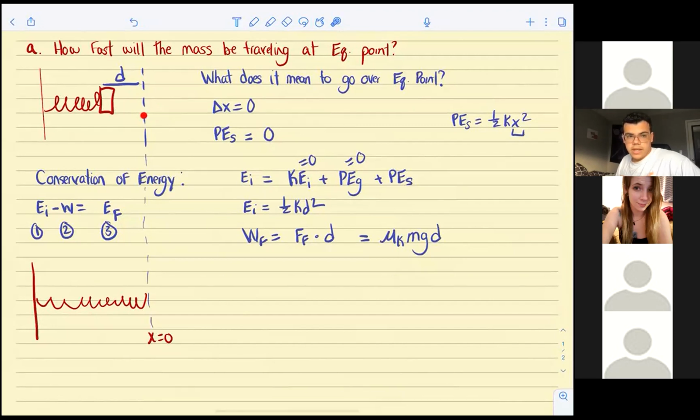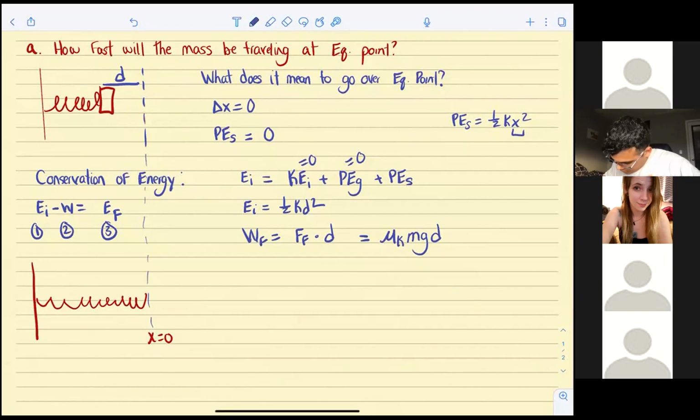Is there any kinetic energy? No, Jacob. The question is specifically saying, how fast will the mass be traveling at the equilibrium point? Jacob asked, isn't it going past the equilibrium point? And again, the reason I'm reading back your questions is because in the recording, you can't see the chat. So I'm just going to read back what some people say if it's relevant to the conversation. Somebody said, isn't it past the equilibrium point? No, the question is, how fast will the mass be traveling at the equilibrium point? So I want to know specifically, when the mass goes from d to 0, what is the velocity? And as Jillian said, there is kinetic energy.